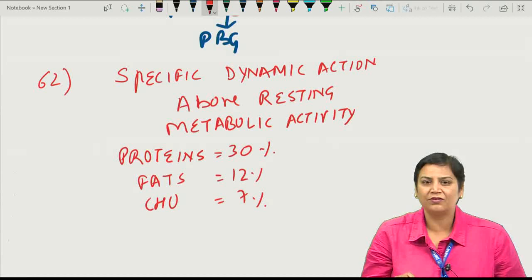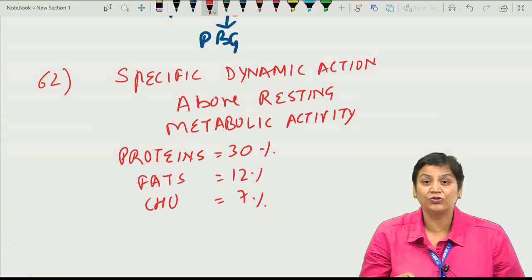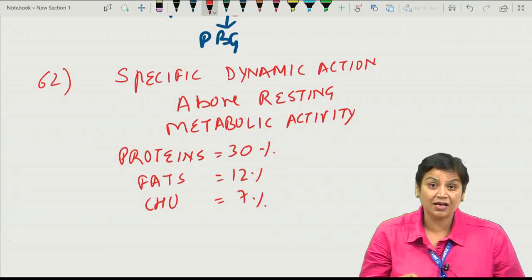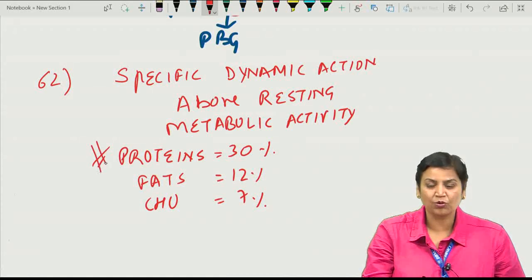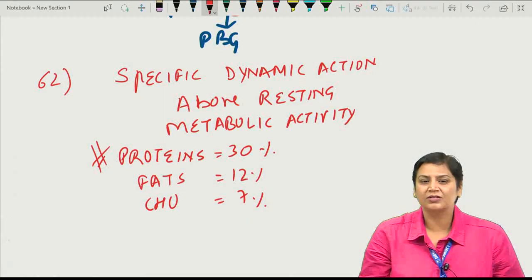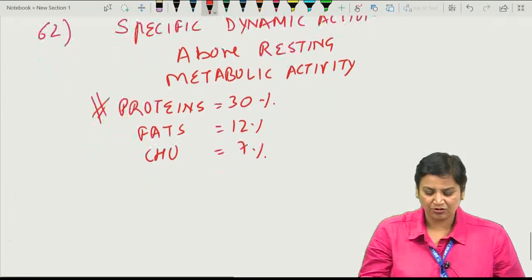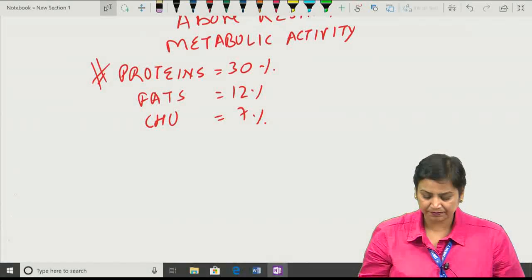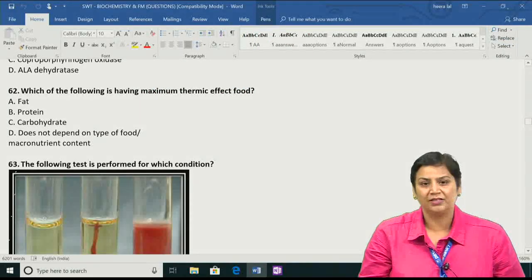And that is why whenever we go to the gym or whenever we go to a nutritionist, they always suggest we have a protein rich diet, because they have more of that specific dynamic action. So the answer here is proteins.